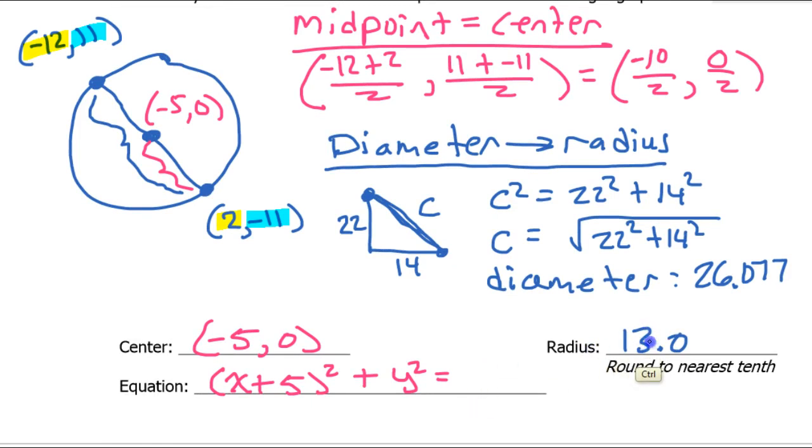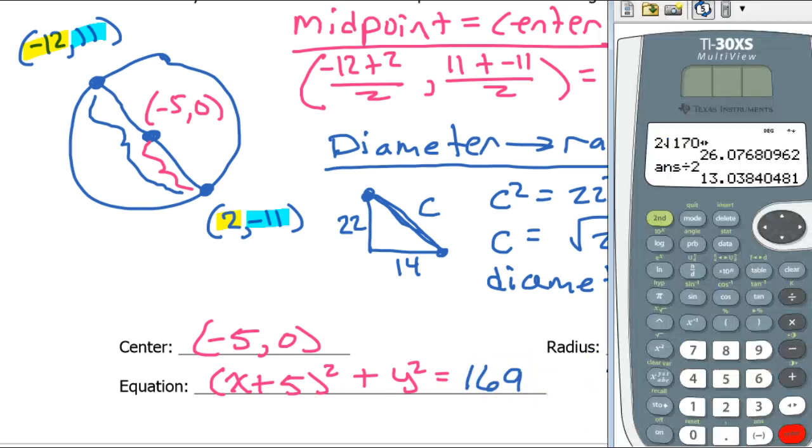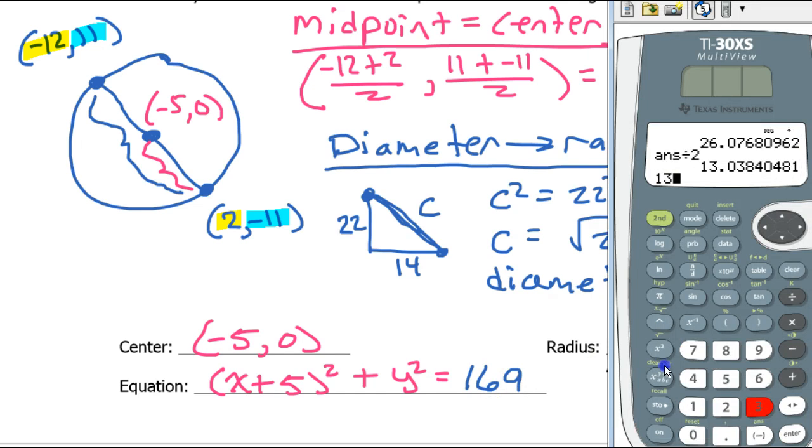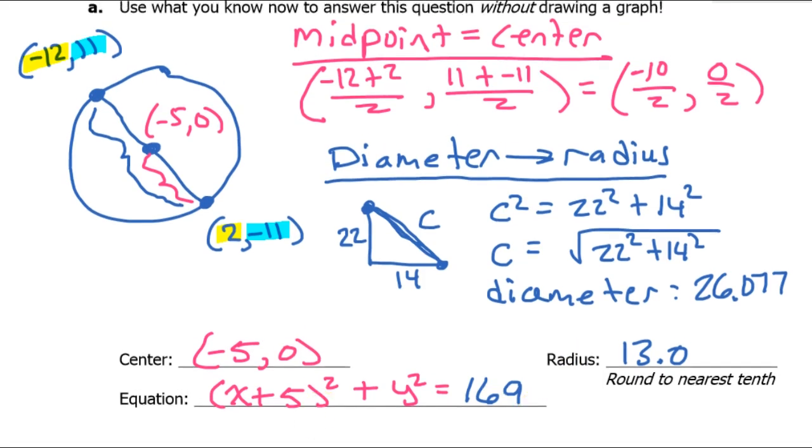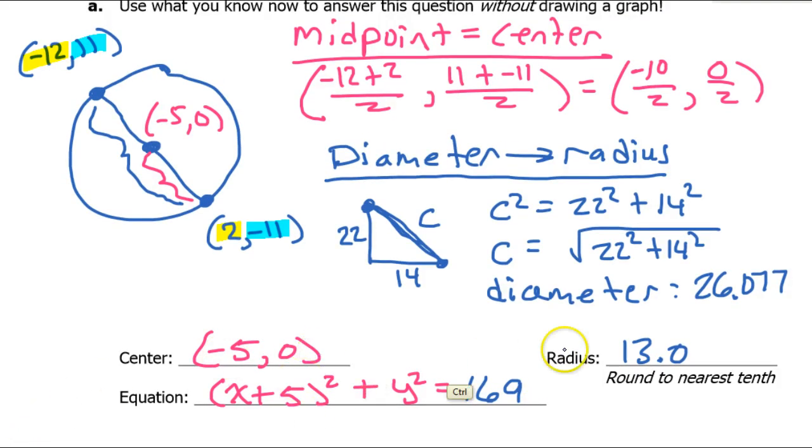So the radius squared is going to be about 169. I'm just doing 13 squared. So there is the equation. All right, I mean, we're done.